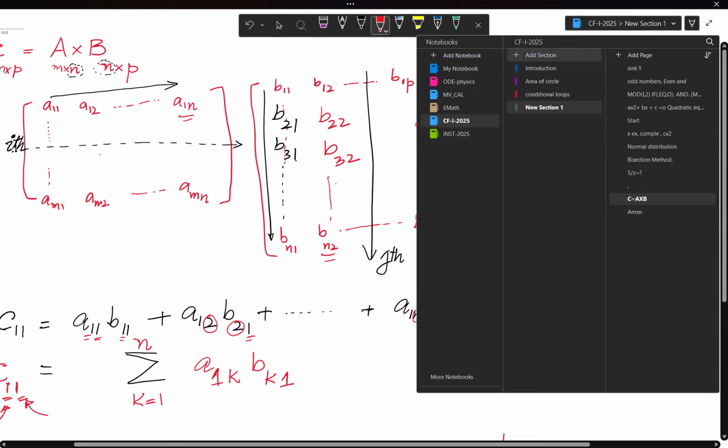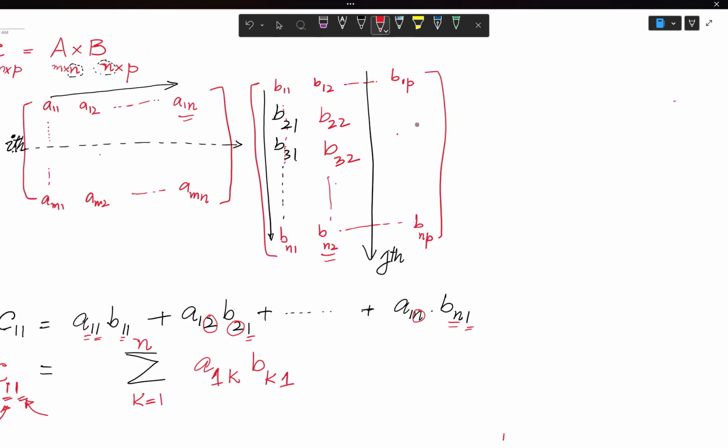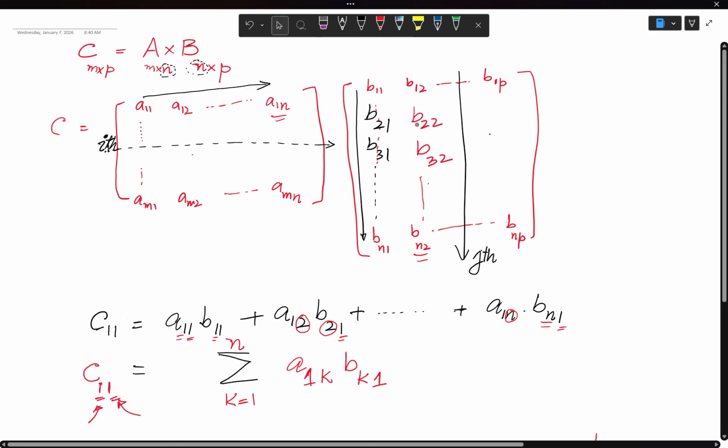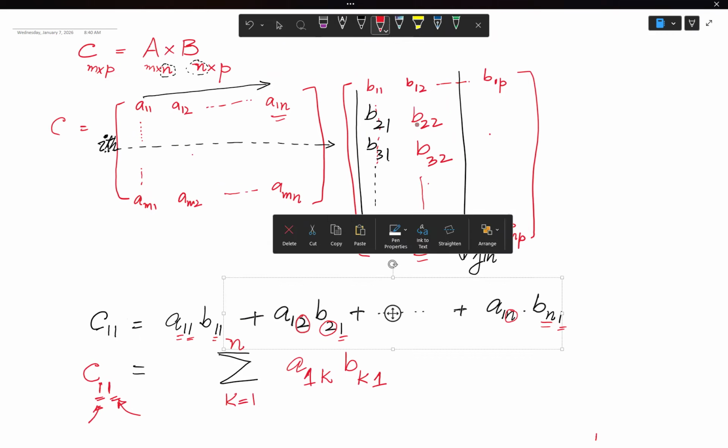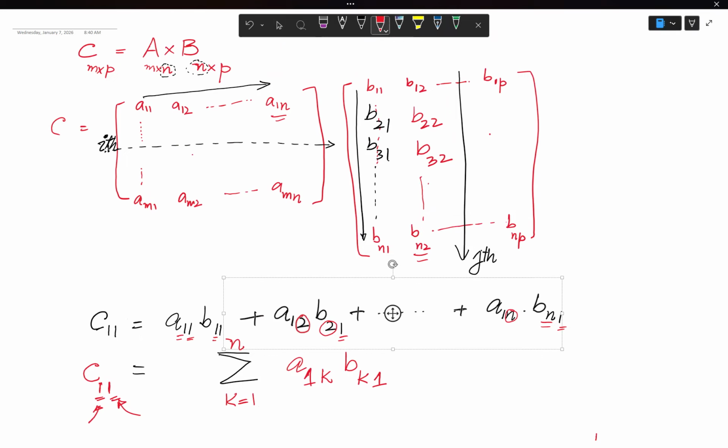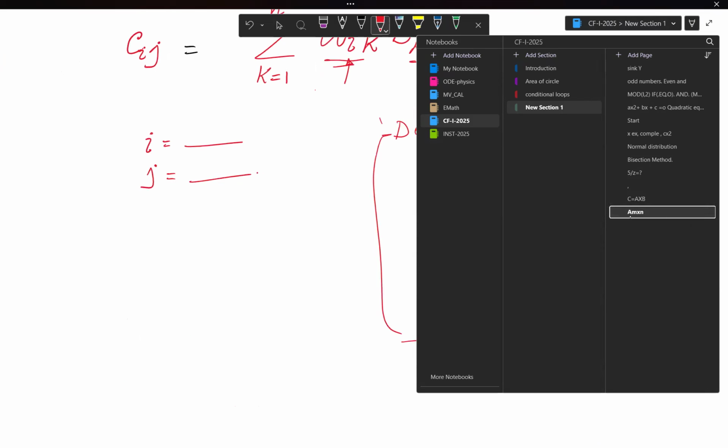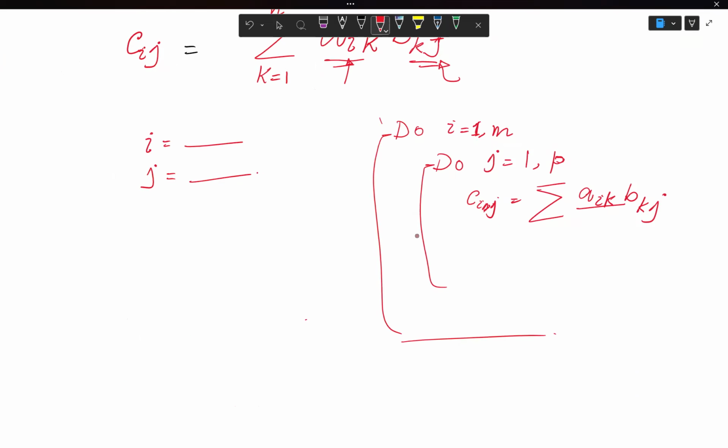So that was the problem I considered: the multiplication of two matrices. The sizes were m cross n and n cross p. So the i index would run from 1 to m and j index would run from 1 to p. So that's the algorithm for calculating the product of two matrices if they are consistent for matrix multiplication.